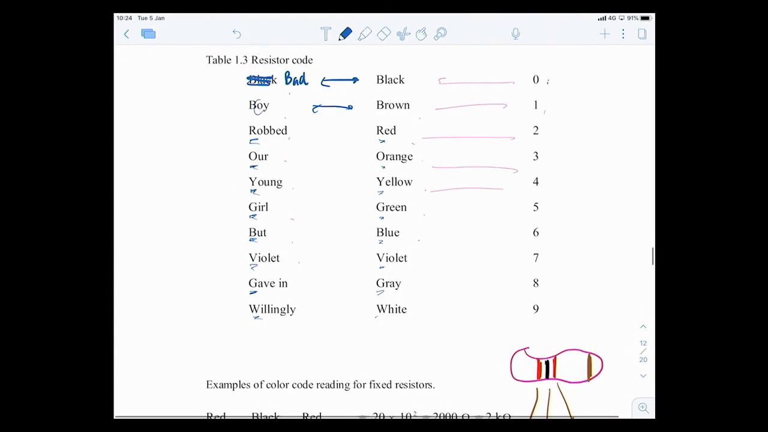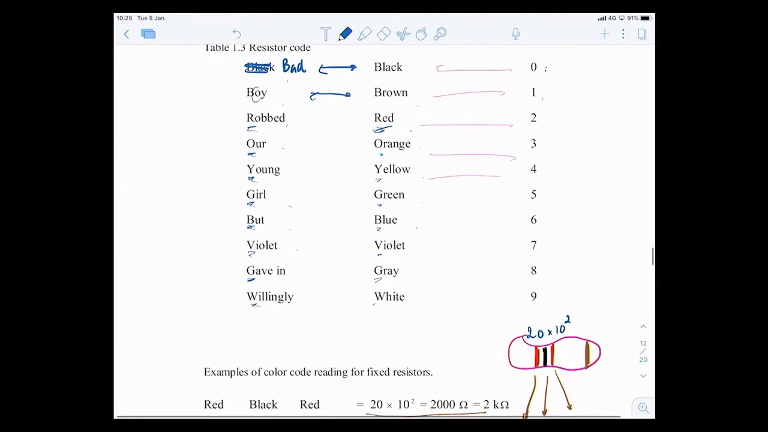So if you have the colors red, black, red: red is 2, black is 0, and red is 2 again, so times 10 to the 2, because the last one is the multiplier, a power of 10. So you have 20 times 10 to the 2, which is 2000, equal to 2k ohms.